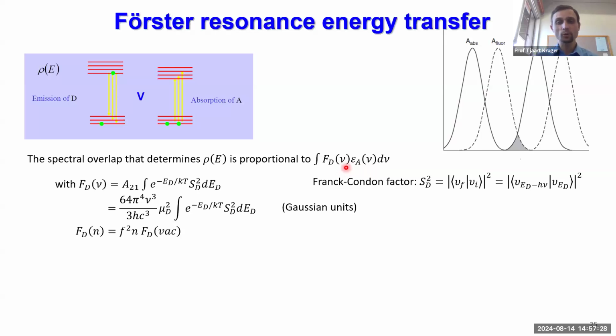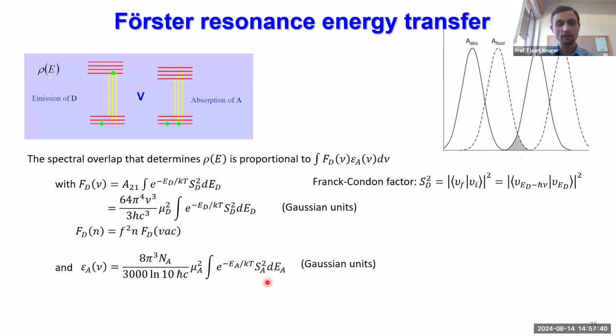Let's now consider the absorption spectrum of the acceptor. It is given by this expression, where we again take into account the Boltzmann factor and the Franck-Condon factor for the absorption. We again consider Gaussian units. The Franck-Condon factor is given by this expression, where we go from a ground state to an excited state. So we have to include one... sorry, this is not a vibrational photon that we are including. It is an electronic transition, so an electronic photon.